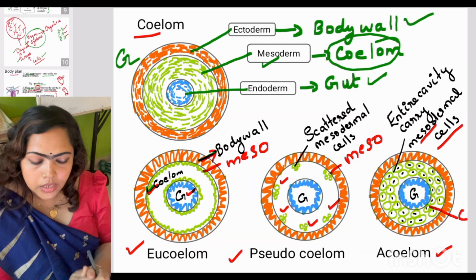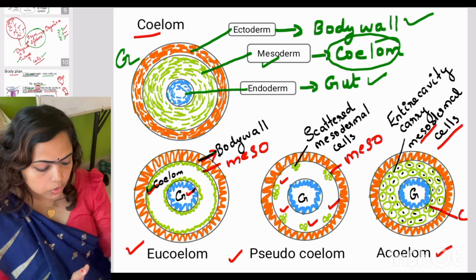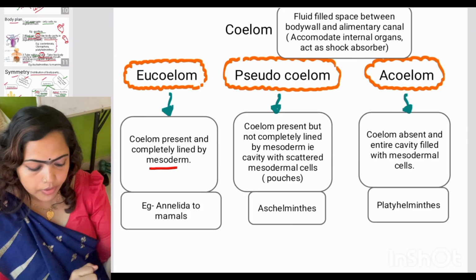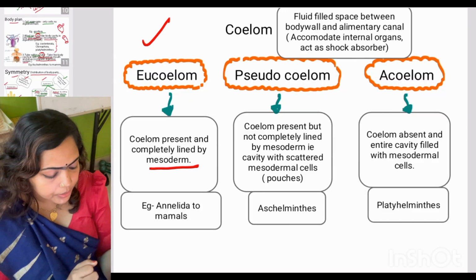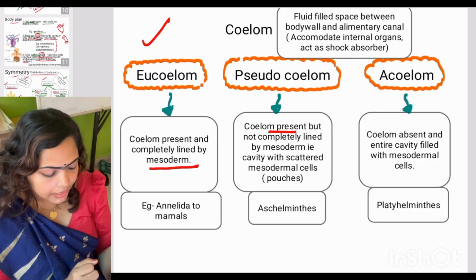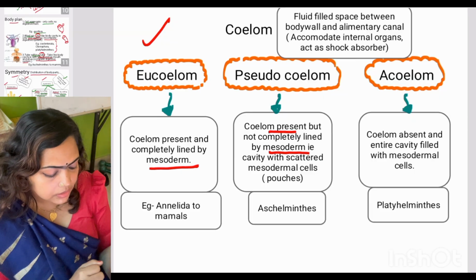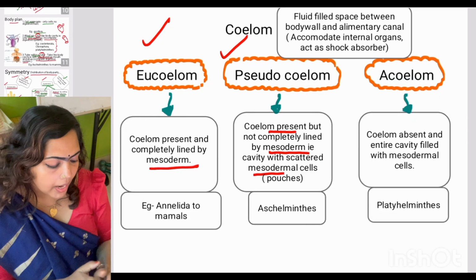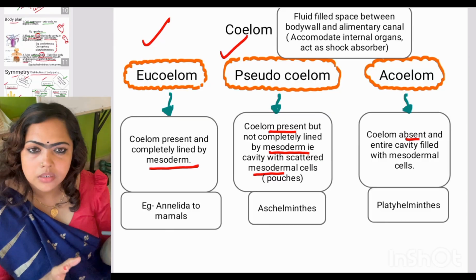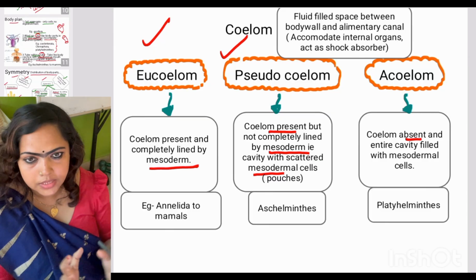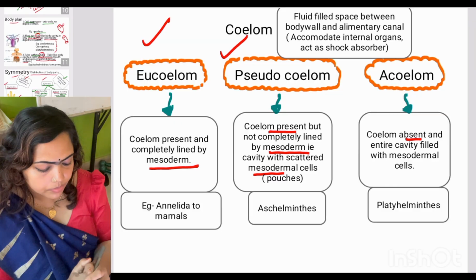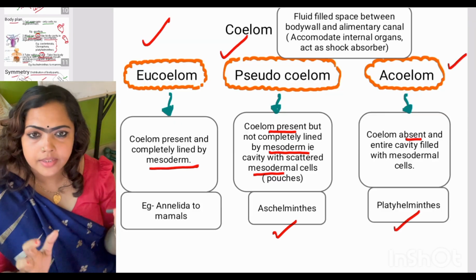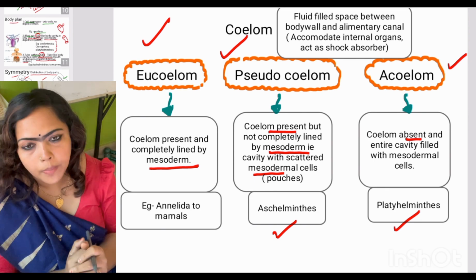Mesodermal cells. So if the cavity is present and completely lined by mesoderm, it is called as eucoelom. And then pseudocoelom, coelom is present but not completely lined by mesoderm, that is a cavity with scattered mesodermal cells or pouches, it is called as pseudocoelom. And then coelom is absent and the cavity is characterized by the presence of mesodermal cells, it is called as acoelom. Acoelom, example Platyhelminthes, and then pseudocoelom, example Aschelminthes, and then eucoelom, example annelids to mammals.